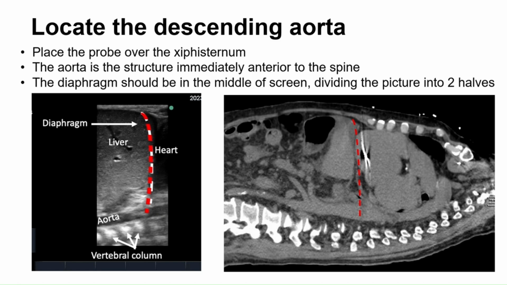On the right is a midline sagittal CT scan of the abdomen and thorax. The letter H represents the heart, the letter L represents the liver, and the vertical red dashed line is the diaphragm. The white arrow at the bottom of the screen points to the descending aorta, and the vertebral column is at the bottom of this picture. The solid yellow line here represents the umbilical artery catheter in the descending aorta. The picture on the left is an ultrasound image of the same anatomical section.